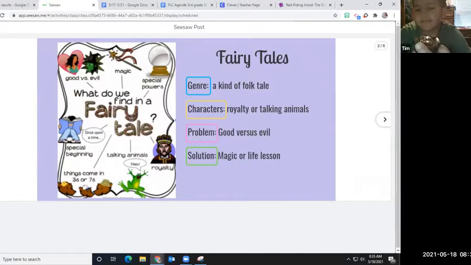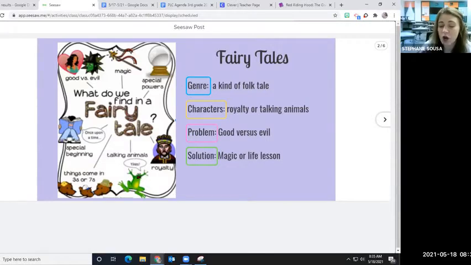So today we are going to be looking at fairy tales. Remember, fairy tales are a kind of folk tale. They have royalty or talking animals. Today in Little Red Riding Hood, we're going to meet some talking animals. There is also a problem of good versus evil. Okay, there is a good character, typically our main character. There's an evil character, typically the bad guy or the bad girl. Solution is magic or life lesson. Okay, so there's either going to be some magic involved or there's going to be something that you can learn about life. All right.